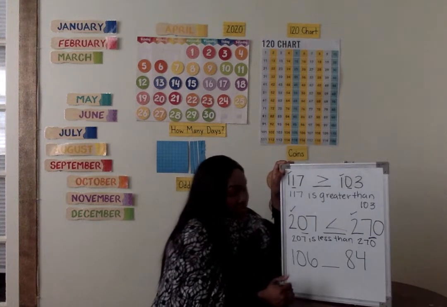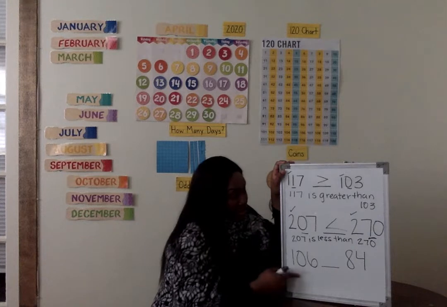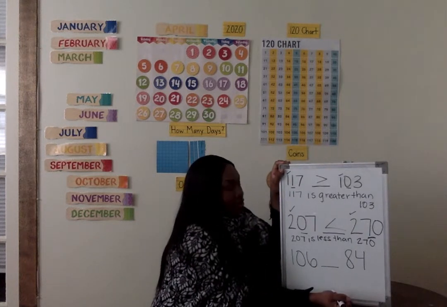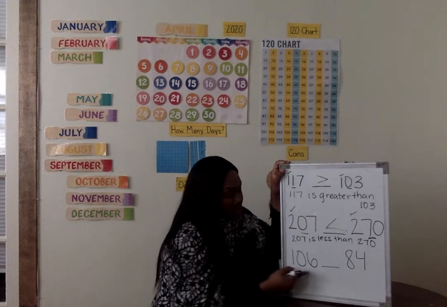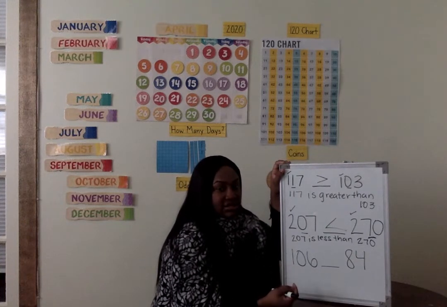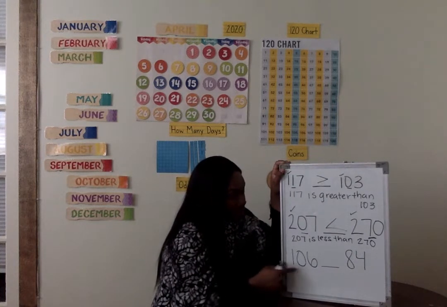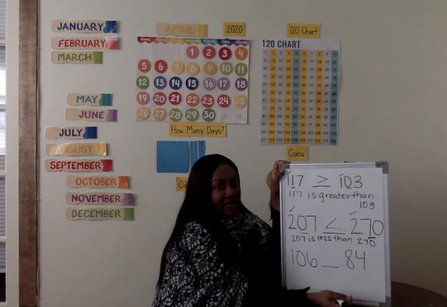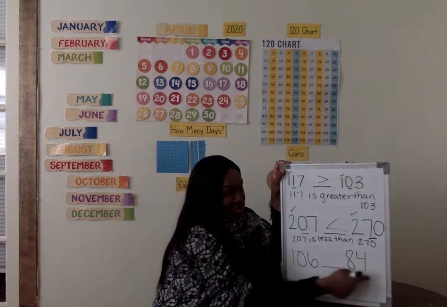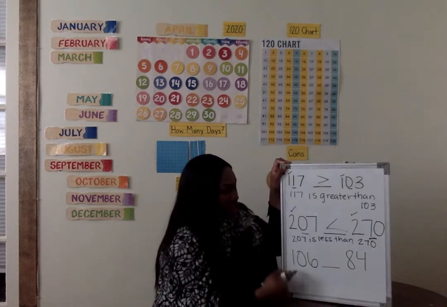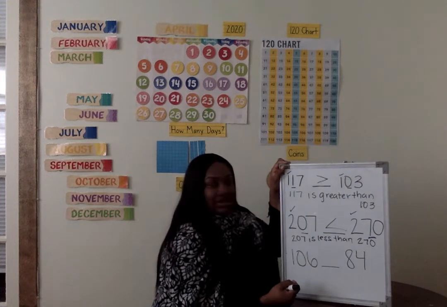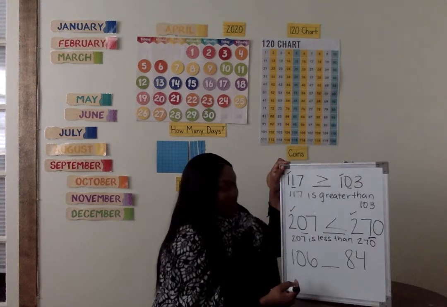Great, last one. Ooh, they tried to trick us. We have the number 106, and we have the number 84. This number has how many digits? 3. 1, 2, 3. How many digits does this number have? Yeah, just 2. Which number do we think is bigger? Just think about it for 5 quick seconds. 4, 3, 2, 1. Let's see if you're right.